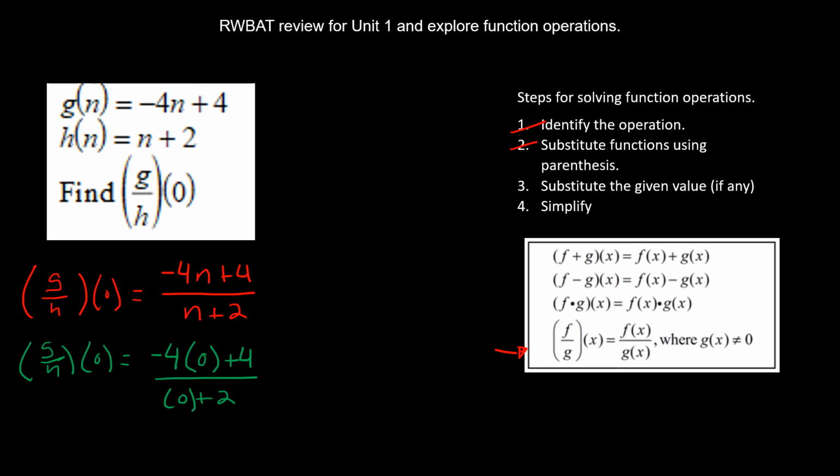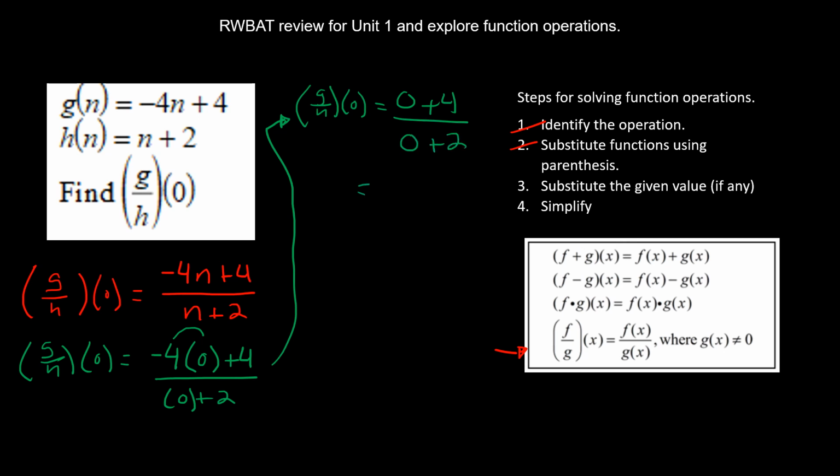Let's go ahead and clean this up a little bit, and I'm going to continue my work up here. So when I say g over h of 0, well, negative 4 times 0 is 0 plus 4 over 0 plus 2. So I would have 4 over 2, and 4 divided by 2 is 2. So my final answer to this is going to be g over h of 0 is equal to 2.